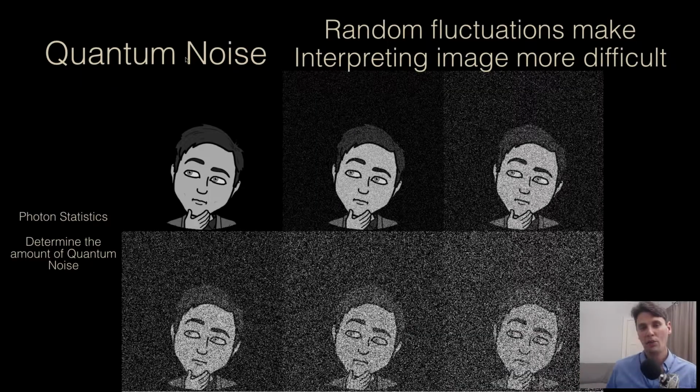So we have noise in our X-ray images. That noise is due to quantum noise, and those are random fluctuations in the image that make it more difficult to interpret the images. So in the case of X-ray, those are due to photon statistics, and when a higher radiation dose is used in general, we have fewer fluctuations, less quantum noise in our image. But just in general, there's a trade-off, right?